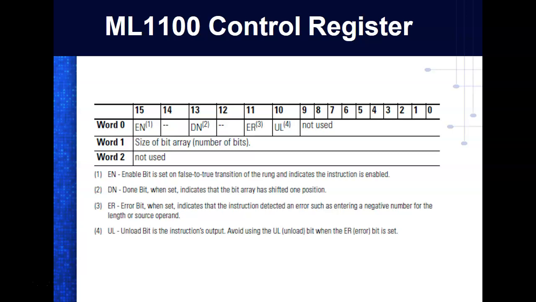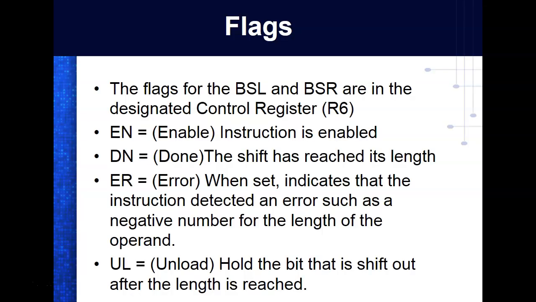And then the UL bit, this is the unload bit. The unload bit is the instruction's output. Avoid using the unload bit when you have an ER error. That makes sense? And this is not in your book. This is in the actual manual for the PLC, which you should try to use as much as you can.